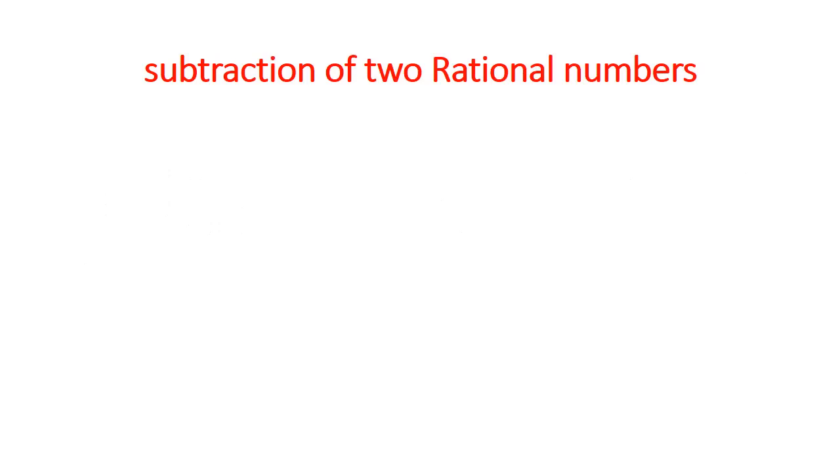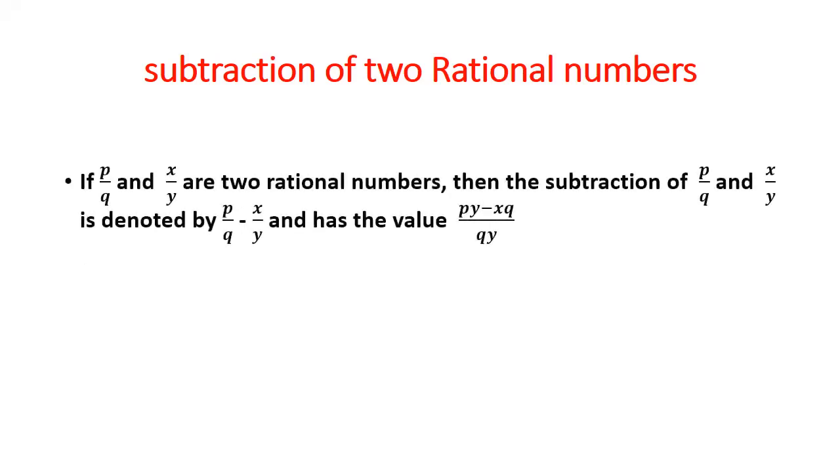Subtraction of two rational numbers. If p by q and x by y are two rational numbers, then the subtraction of p by q and x by y is denoted by p by q minus x by y and has the value (py − xq) by qy. That is, p by q minus x by y is equal to (py − xq) by qy. Here the denominators are different, so you can multiply and take the LCM.